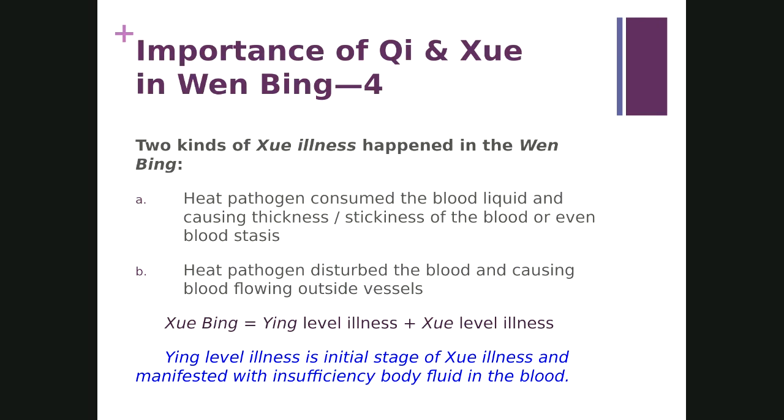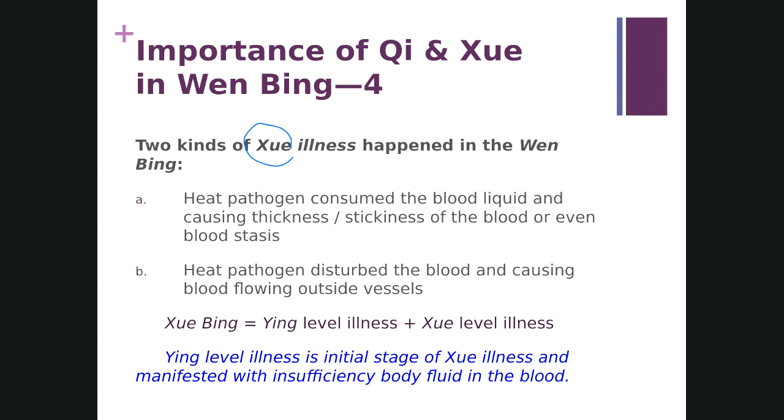Now, in these slides, I mentioned there are 2 kinds of disease happening in the blood in Wenbing. One is heat pathogens consume the blood liquid and result in thickness and stiffness of blood and even blood stasis. That's why we have slippery pulses in heat conditions as well. Second is heat pathogens disturb the blood and cause bleeding.